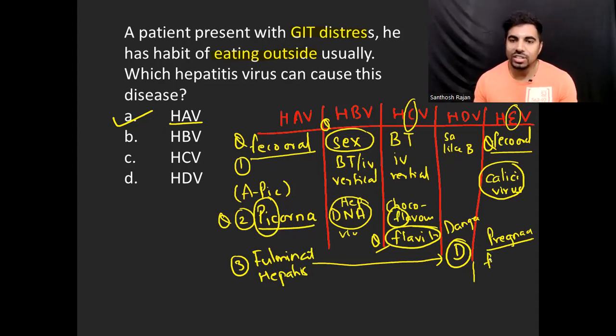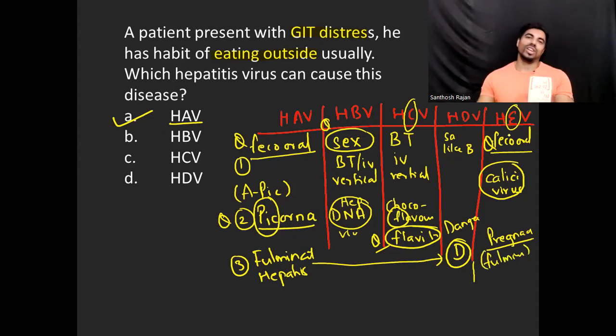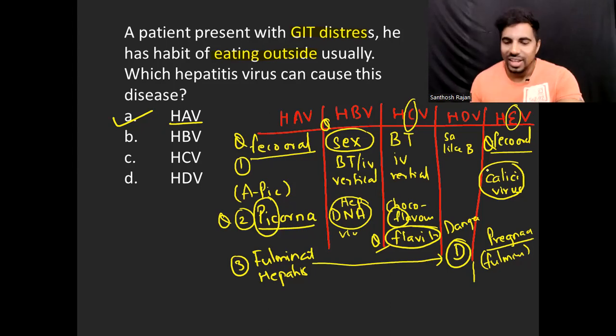Not really pregnancy. If they ask you which of the following causes fulminant hepatitis in pregnancy, you should think about hepatitis E virus. Don't forget. These are the things you should know. Very, very important. You can't miss this question. These are the important points I revised. So you have to know, no other option.